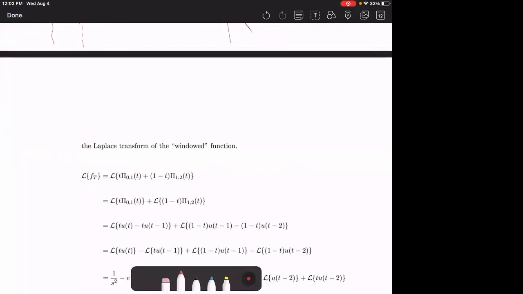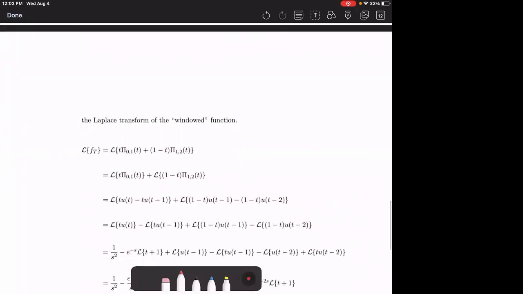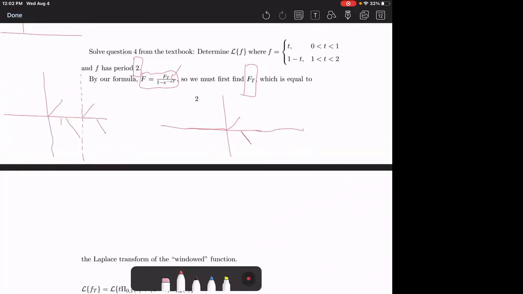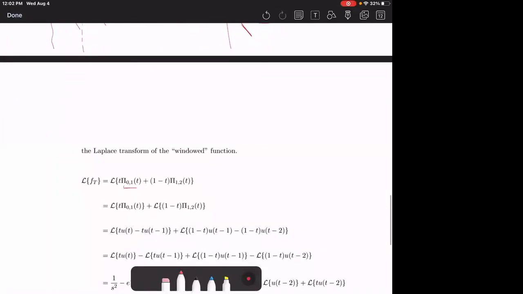So the Laplace transform of the windowed function, remember this is just the window from 0 to 1 times t. We're going to have to break this up because it's piecewise. So from 0 to 1, it's t, but from 1 to 2, it's 1 minus t. So we have to take our window from 0 to 1 and multiply it by t, and then add that to our window from 1 to 2, multiplied by 1 minus t.